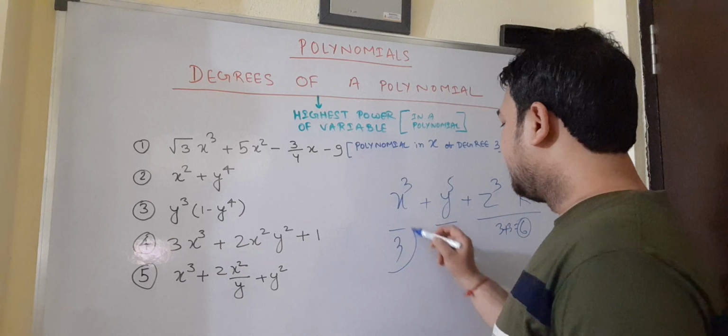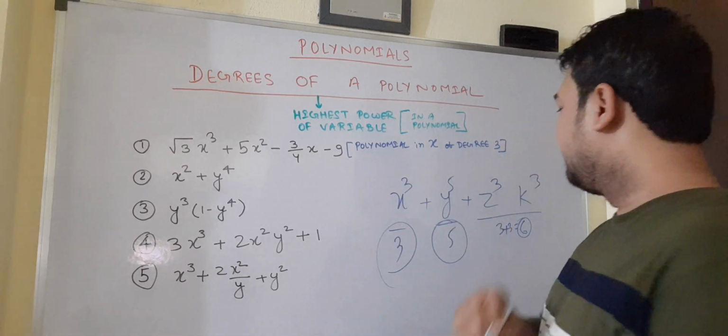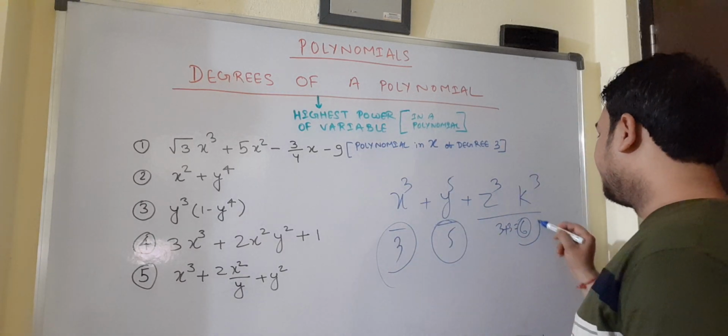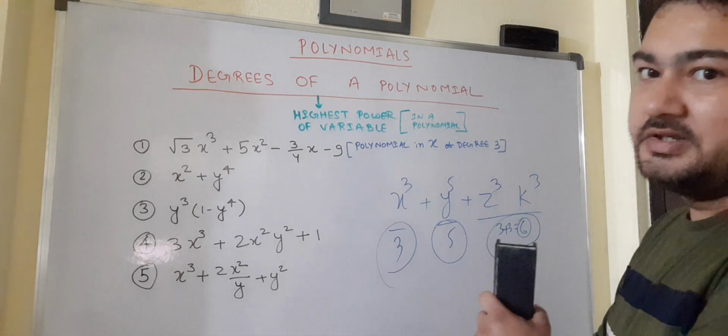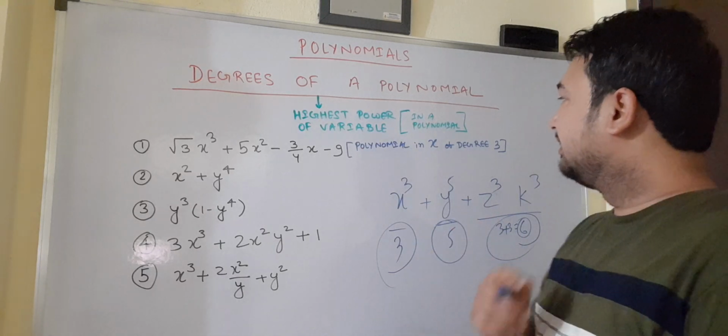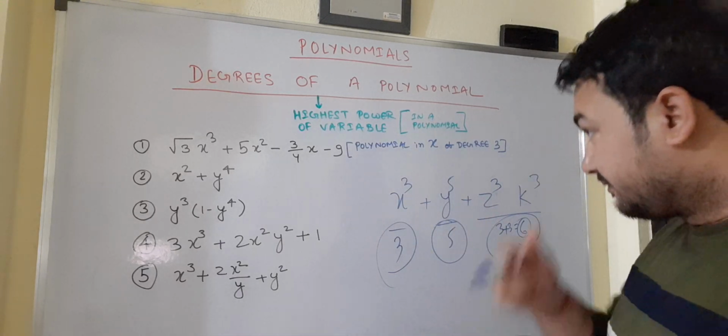So here variable has a power of 3, here in this case variable has a power of 5, and in this case variable has a power of 6. So highest power of variable is 6. So this is a polynomial in x of degree 6.